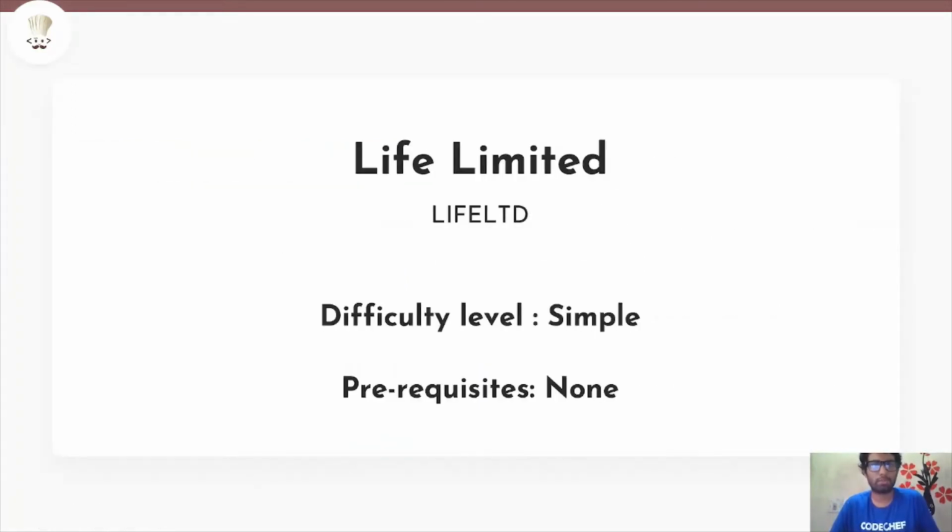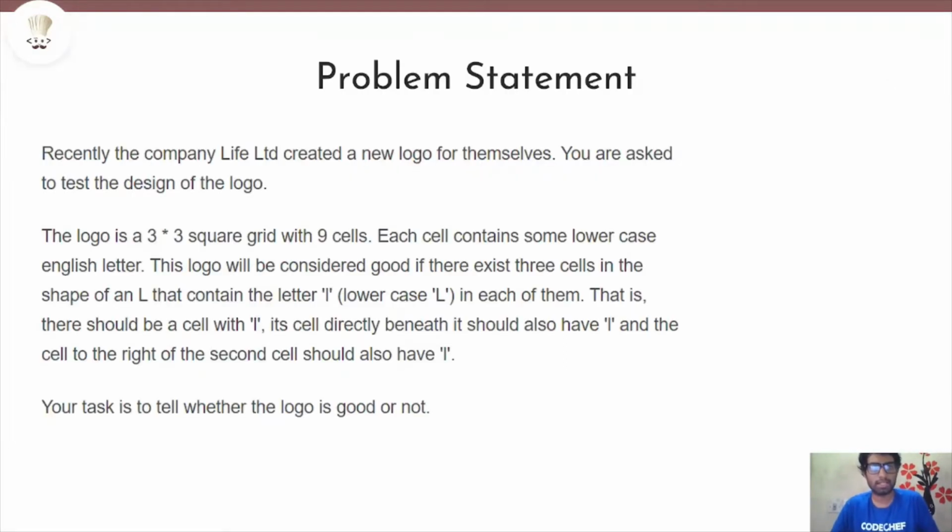Today we're going to be solving the problem Life Limited with the code of LIFELTD and the difficulty level of simple. Let's get started. Here it's written that we are supposed to test the logo of a company that they have created. A logo is a 3x3 square with 9 cells.